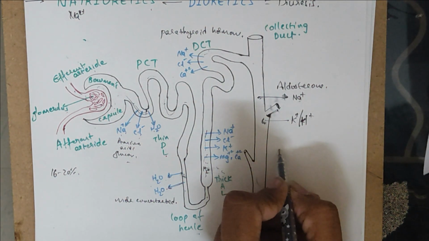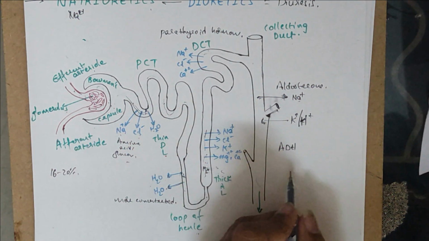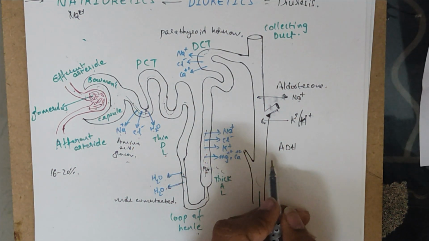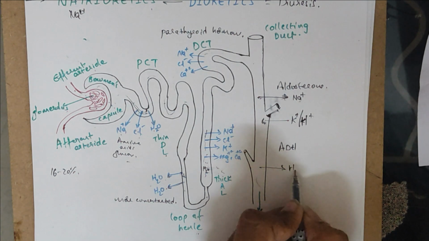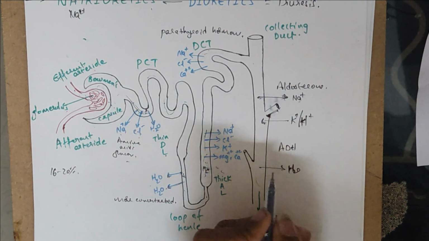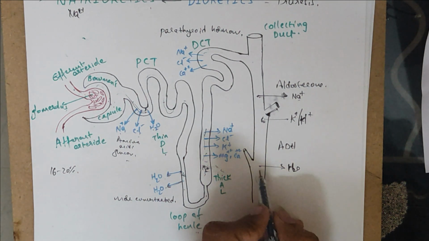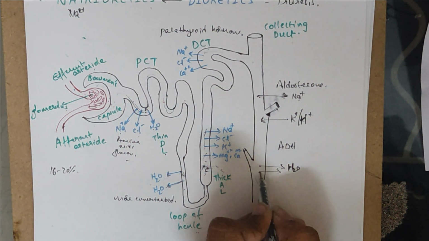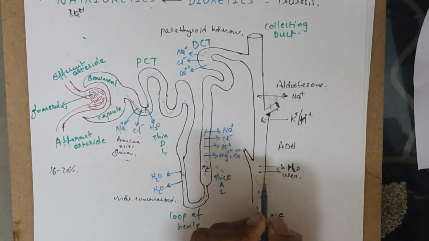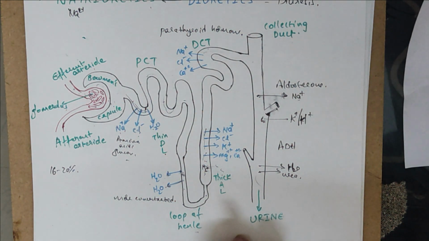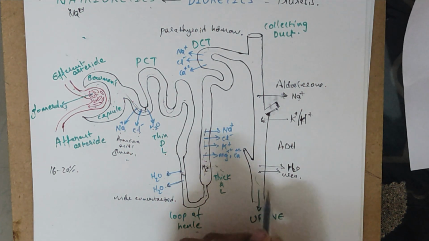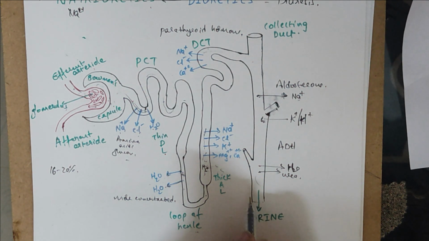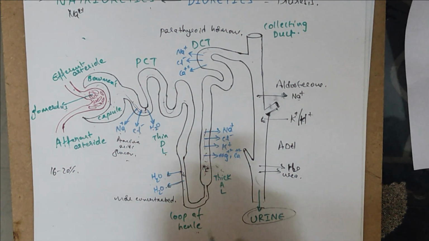And by the influence of ADH, antidiuretic hormone, in the collecting duct, the water is reabsorbed into the bloodstream, H2O, water. And the urea will follow the water. Urea is also reabsorbed into the bloodstream. So the remaining fluid will be more concentrated, and the remaining fluid is the urine.